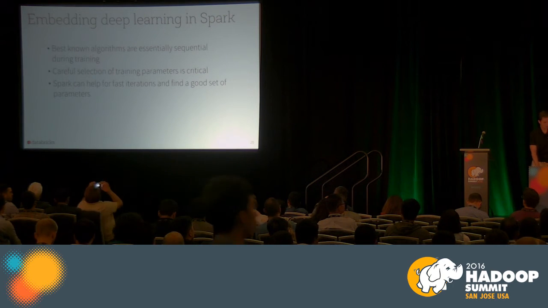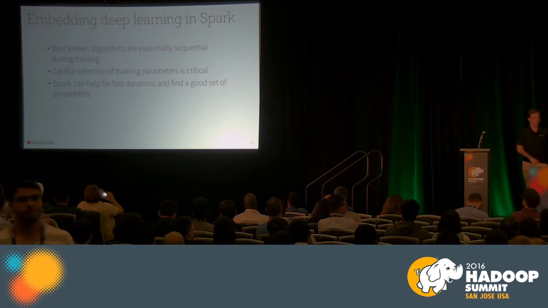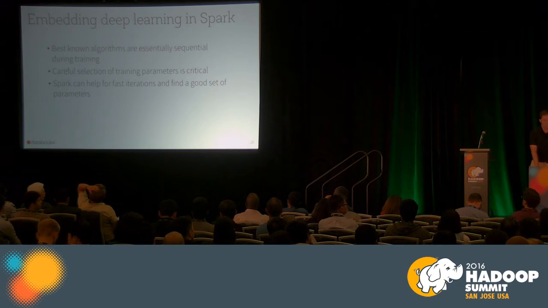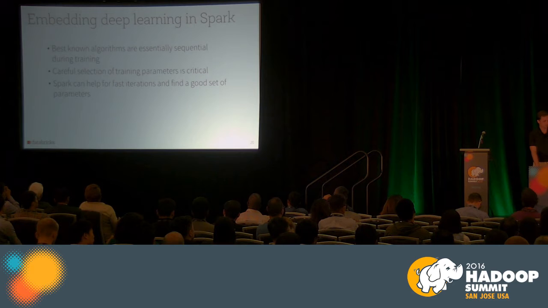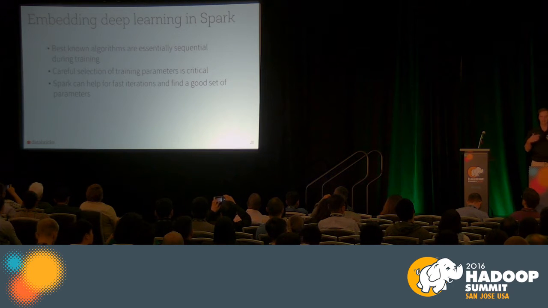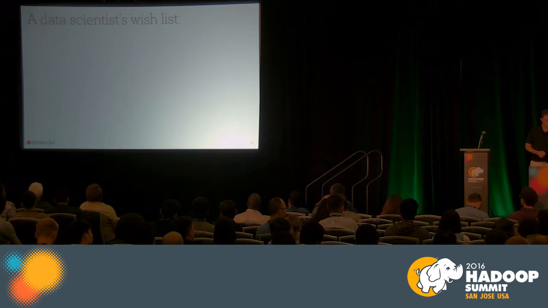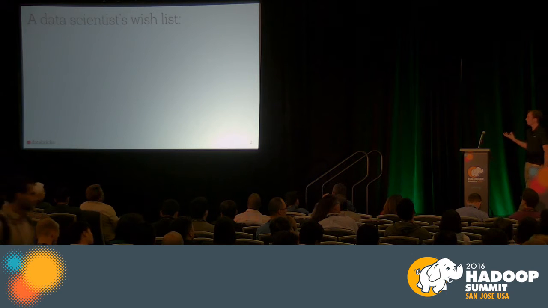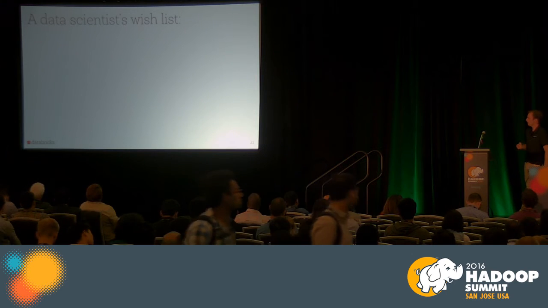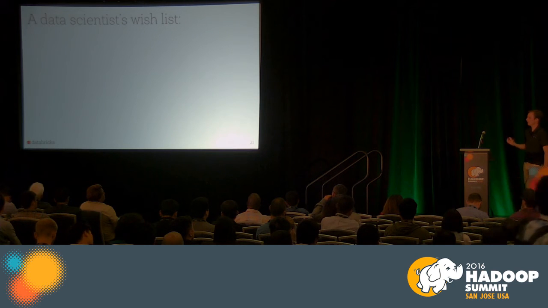So to recap quickly this part, even if the algorithm is essentially sequential, there are usually some parameters that you need to carefully select in order to get a good solution. And Spark can help you with that, doing fast iteration over what would be a good set of parameters to explore. But this is a bit brute force. Let's see how we can actually have a better level of integration with other libraries.